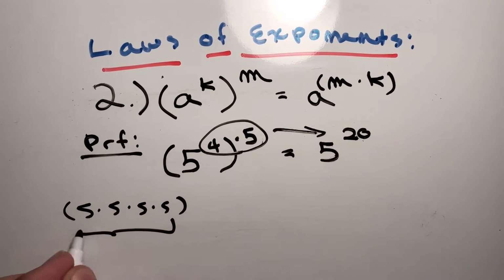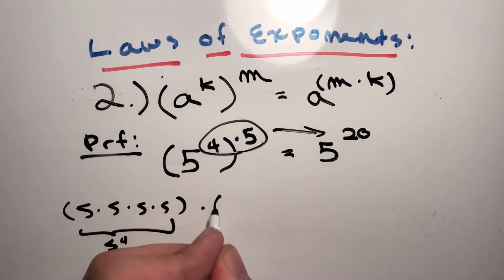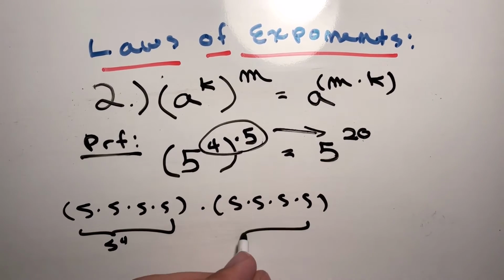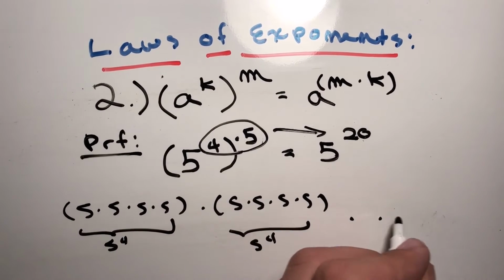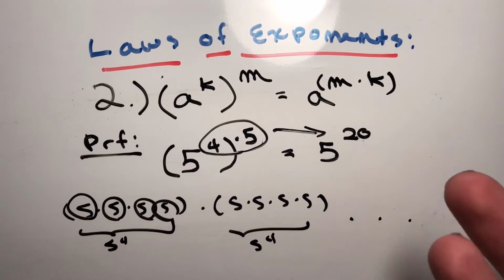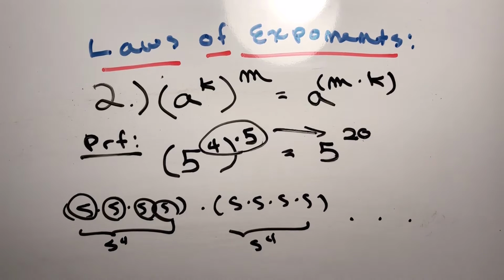That's 5 to the 4th, times 5 times 5 times 5 times 5. That's also 5 to the 4th, and we're doing that 5 times. So now, like in Law 1, we've essentially broken everything down into just 5s. And we know that if we multiply 5 out 4 times, it's 5 to the 4th. If we multiply 5 out 5 times, it's 5 to the 5th.